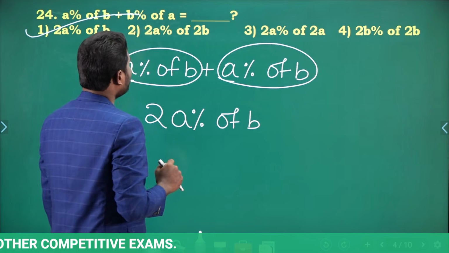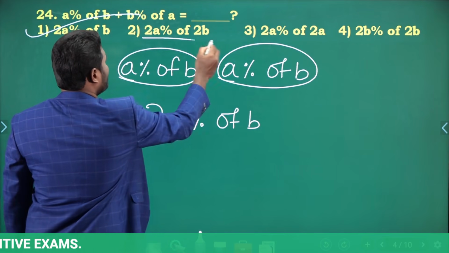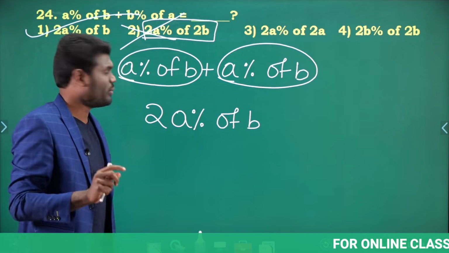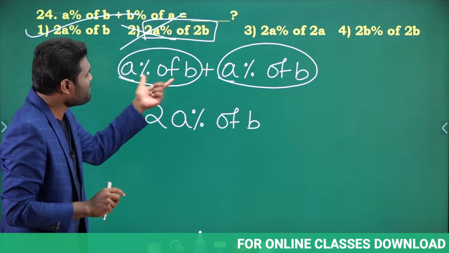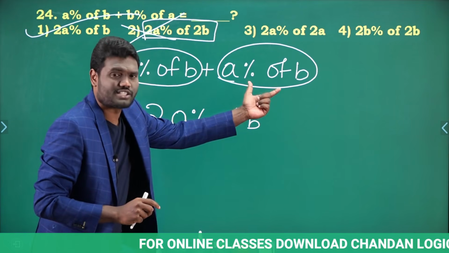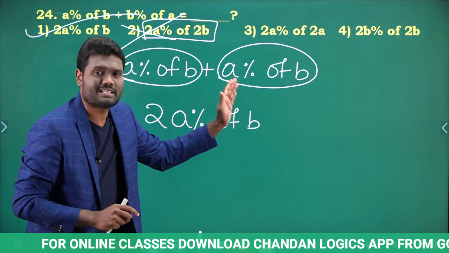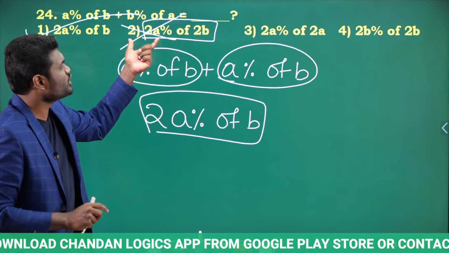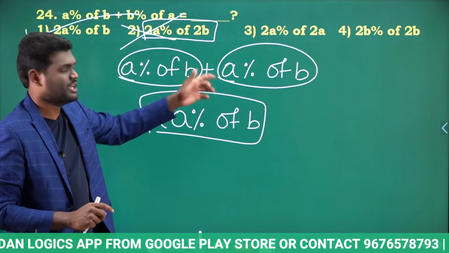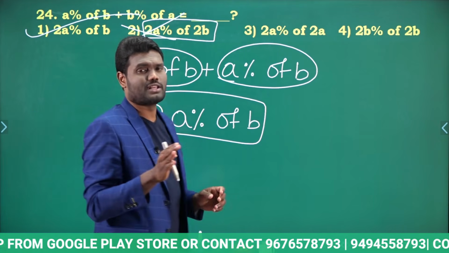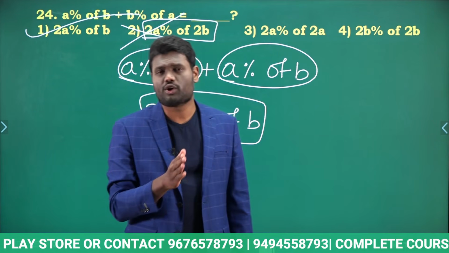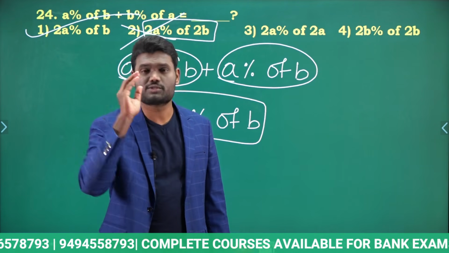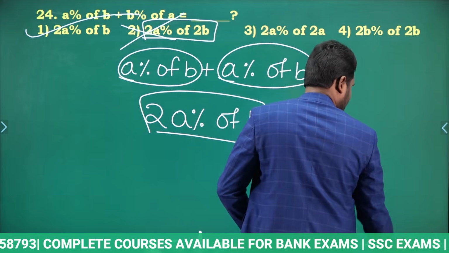And look here, some of the guys will try to mark 2A percent of 2B. Now this is a wrong answer. You can't mark this. Why? Because this is A percent of B plus A percent of B, which is nothing but 2A percent of B. It's not 2A percent of 2B. Very simple question. You just need to know the concept: X percent of Y is the same as Y percent of X. If you know that concept, you can answer this question just by looking at it. Okay. Let us look at the next one.